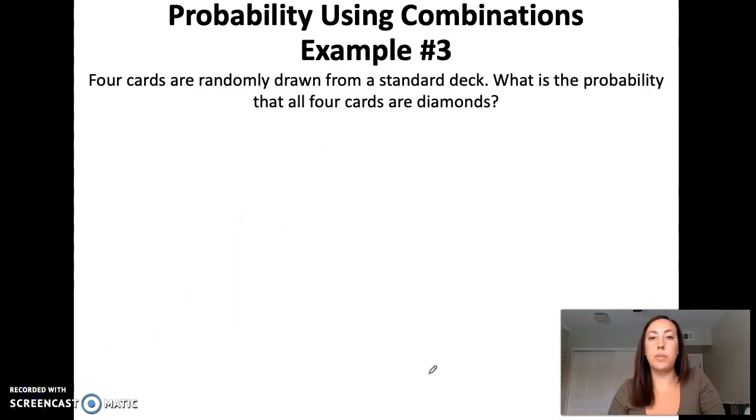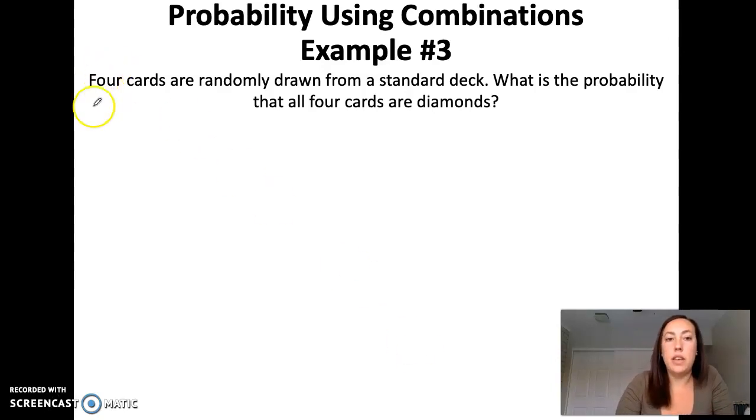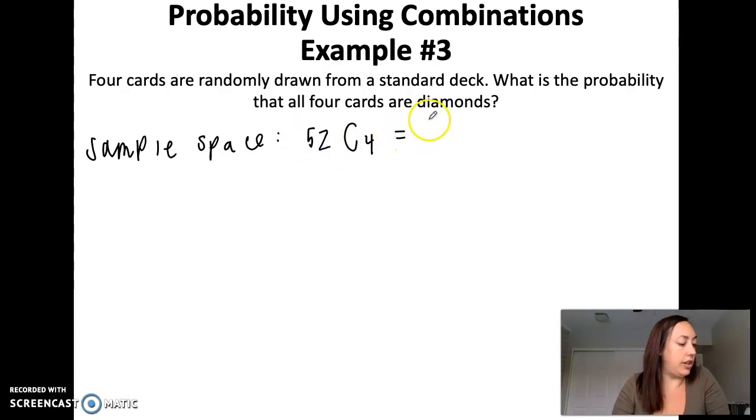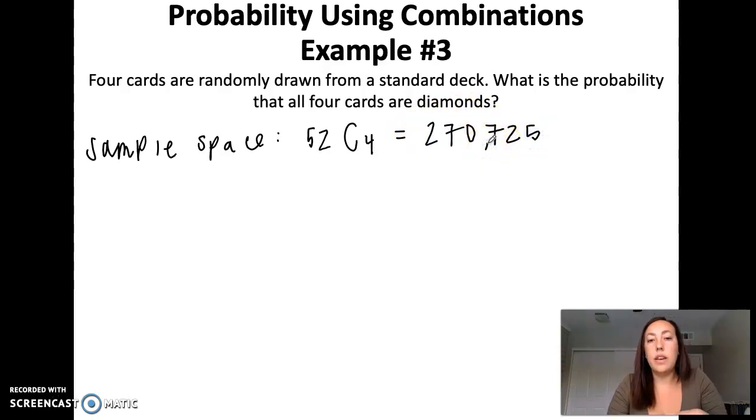Let's do another example where we do probability using combinations. This is a similar problem. We have 4 cards that are randomly drawn from a standard deck. What's the probability that all 4 cards are diamonds? Let's talk about our sample space. This is all possible 4-card hands. We have 52 cards, and we are choosing 4 of them. Plug that into your calculator, and we get 270,725 different 4-card hands that we can be dealt.